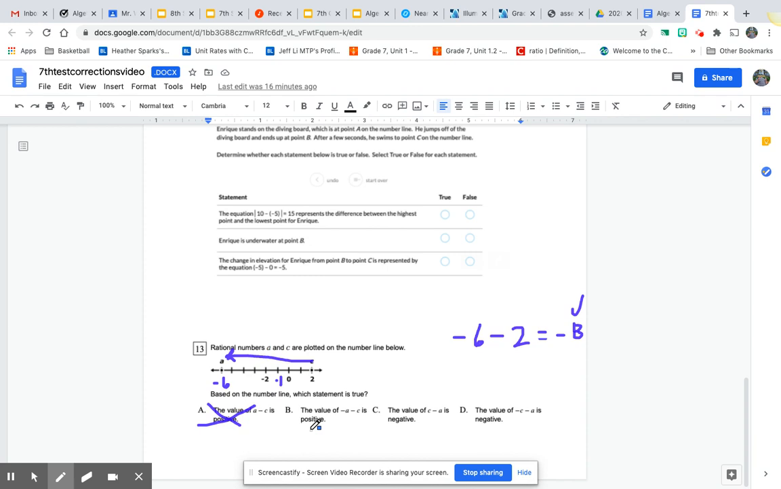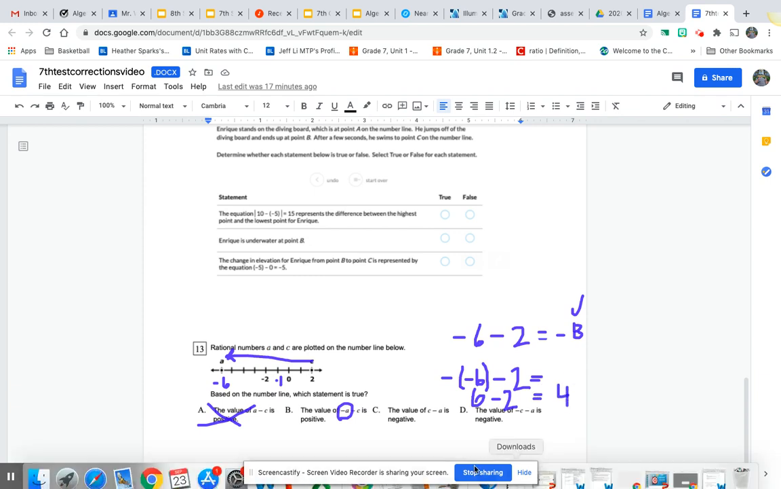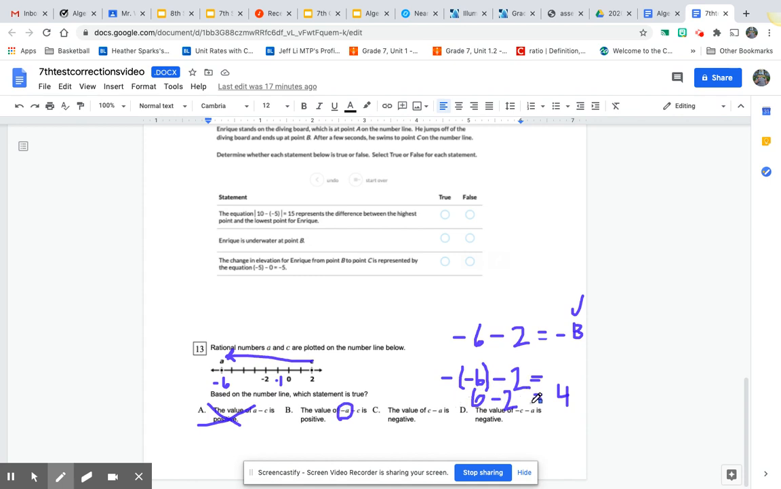Let's look at letter B. The value of the opposite of A, which is what that part means, minus C is positive. So let's see, the opposite of A minus 2 is positive. Okay, let's look at this. What's the opposite of negative 6? Positive 6, right? So what's 6 minus 2? You can probably do that one in your head. 4. The gap between 6 and 2 is 4, going right, positive. So here's our correct answer here.